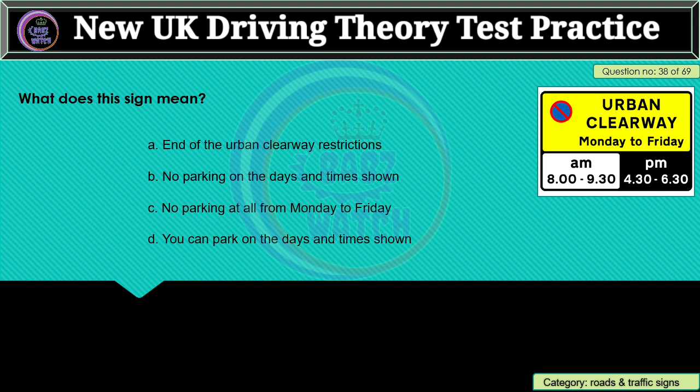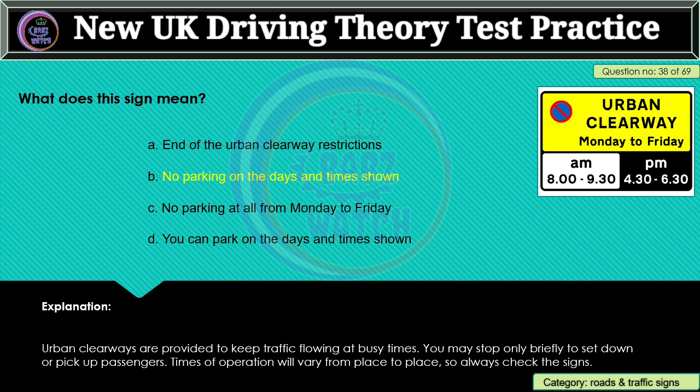Question 38 of 69. What does this sign mean? A. End of the urban clearway restrictions. B. No parking on the days and times shown. C. No parking at all from Monday to Friday. D. You can park on the days and times shown. The correct answer is B. No parking on the days and times shown.